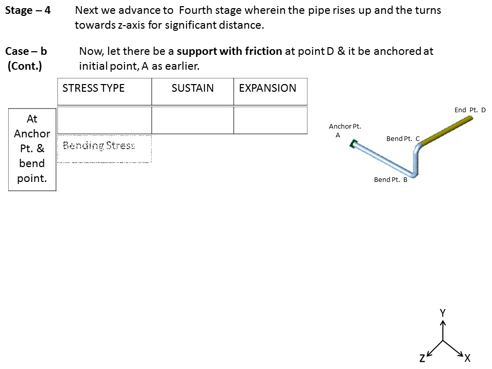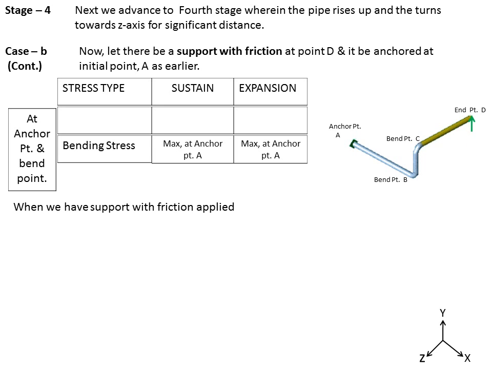Continuing with this case B, we will be looking at the bending stresses. Well, in sustained condition it is maximum at the anchor point A and it's present all over the legs AB, BC and CD. In expansion condition again it is maximum at the anchor point A. When we have support with friction applied at point D, we get the My moment component, which was absent in the earlier case, wherein we had the frictionless support, or we were not having any support except the anchor point. In this case, because we have a support with friction along with the anchor point at A, we have the My component of the moment present. So this My component of the moment will be taken into consideration for calculating the bending stresses at the points.